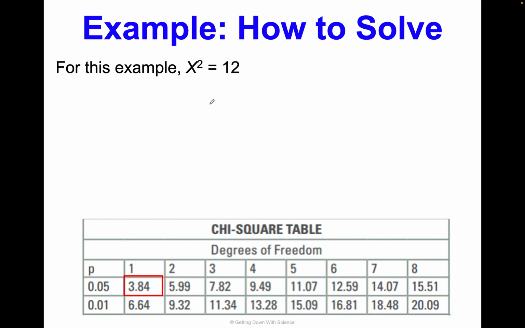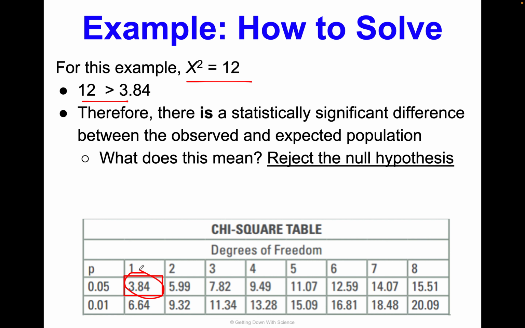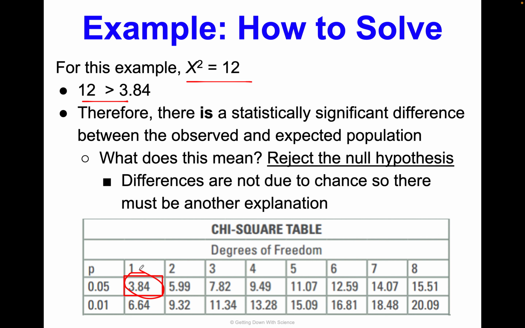So for example, we got our chi-square value of 12. This is for the example of the people who can roll their tongue and the people who cannot. Our chi-square value is greater than what we see in our degrees of freedom in our chi-square table. Therefore, there is a statistically significant difference between what we observed and what we expected. What does this mean? This means we reject the null hypothesis. There is a difference. The differences are not due to random chance.